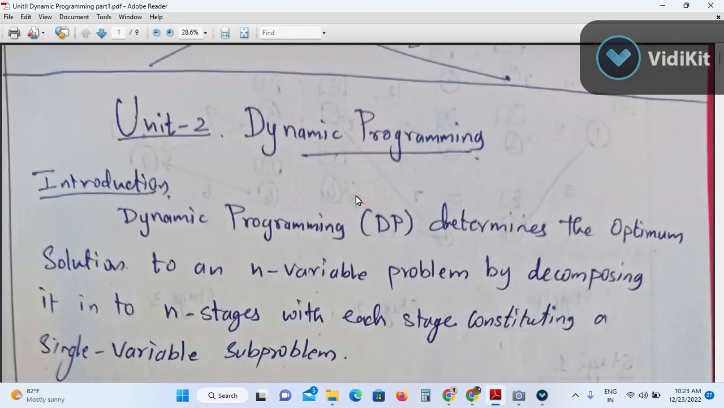So dynamic programming determines the optimum solution to an n variable problem by decomposing it into n stages, with each stage constituting a single variable subproblem. So what is the formal introduction? It is to get the optimum solution of a function involving n variables that can be decomposed into small stages. Each stage constitutes a single variable subproblem.